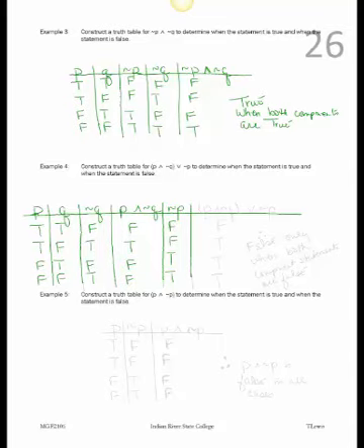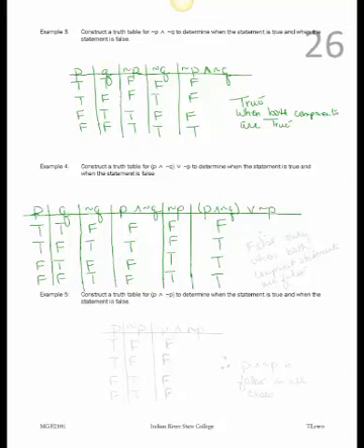Our last column. "Or" is false when both component statements are false. So here we go. We have false or false. True, T or F, F or T, true, and then F or T, true.